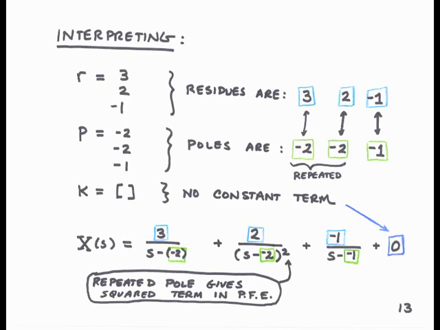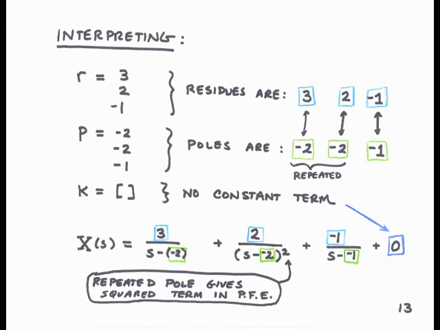Again, ordering is very important to properly interpreting the results that MATLAB returns. Our residues are 3, 2, and minus 1. Our poles are minus 2, minus 2, and minus 1. The order is the same here. The residue 3 is associated with a pole of minus 2. The residue 2 is associated also with a pole of minus 2. And the residue minus 1 is associated with a pole at minus 1. In the case of repeated poles, the first residue associated with the repeated pole is the one given for the lowest power of that factor in the partial fraction expansion, the lowest power being the first order power of that factor.